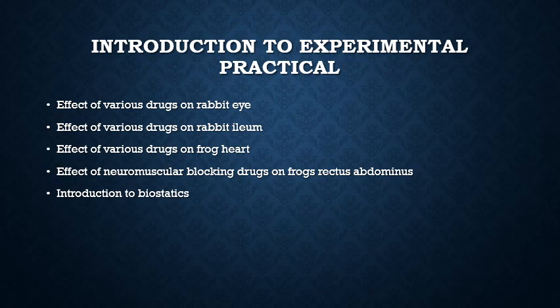Now coming towards an introduction to experimental practicals. These are the practicals which are performed on animals. You have to see the effect of various drugs on the rabbit eye. The others are the effect of various drugs on rabbit ileum, effects of various drugs on frog heart, and effects of neuromuscular blocking drugs on frog's rectus abdominis muscle. And there is also an introduction to biostatistics.